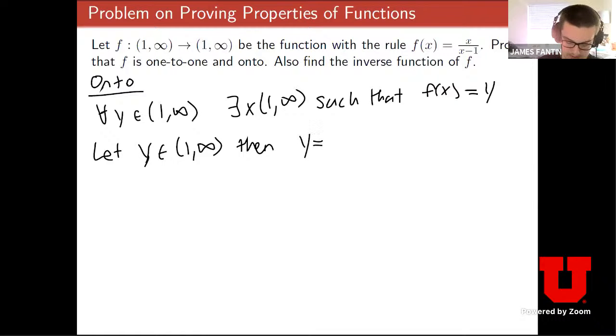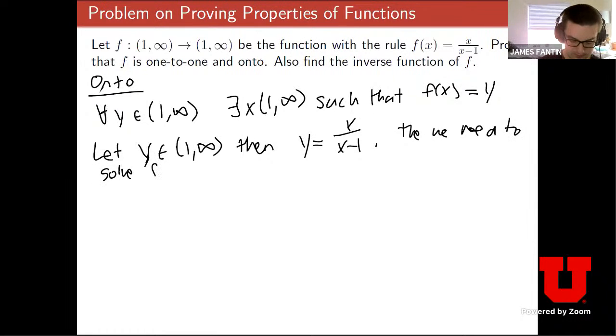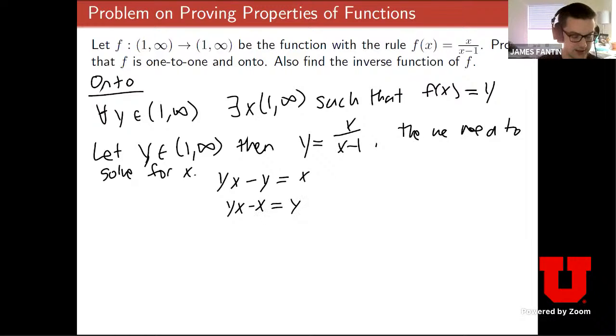So if we let y be equal to x over x minus 1, then we need to solve for x, so we can know what value would map to y. So if we multiply both sides by x minus 1, then we'll get yx minus y is equal to x. Yx minus x will be equal to y. Add y to both sides, subtract x from both sides.